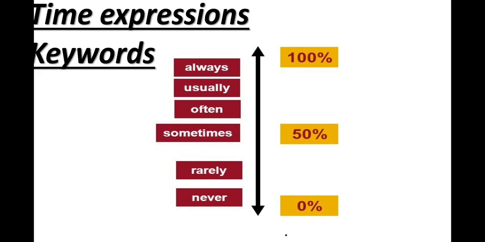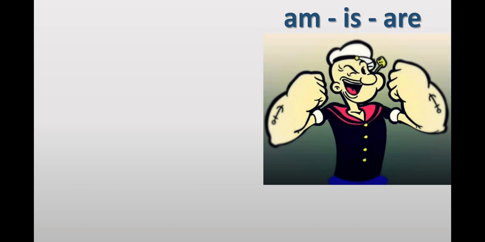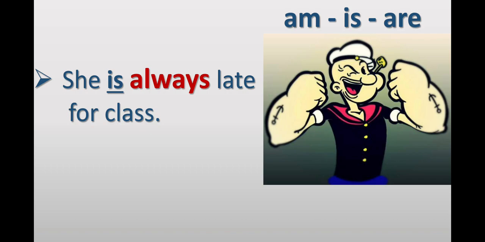This is a full answer. What about the time expressions? Time expressions mean the keywords. Whenever you see them, you have to use the present simple tense, okay? What are the time expressions? We have always, usually, often, sometimes, rarely, never, okay? So these are the time expressions. Okay, where do we put the time expressions? If we have the verb to be, am or is or are, they're very strong, so we have to put the time expressions after them, okay? So she is always late, okay? So am or is or are, they should be first, then the keyword.